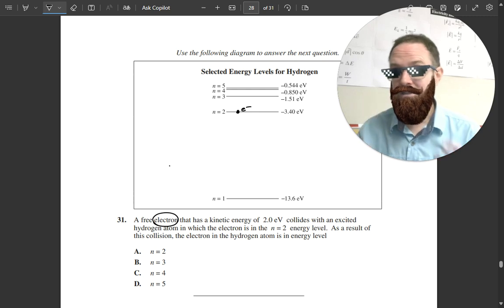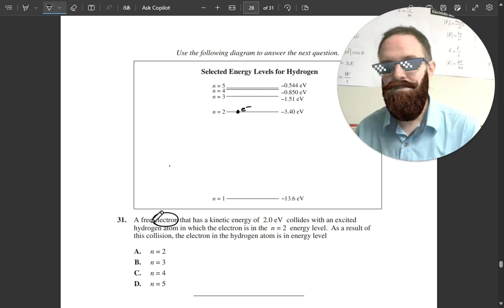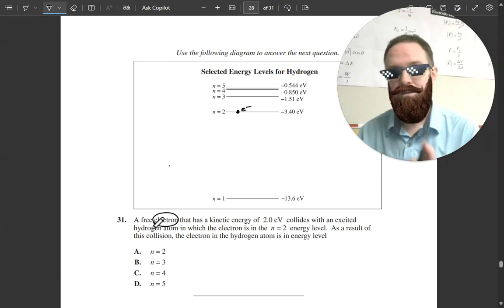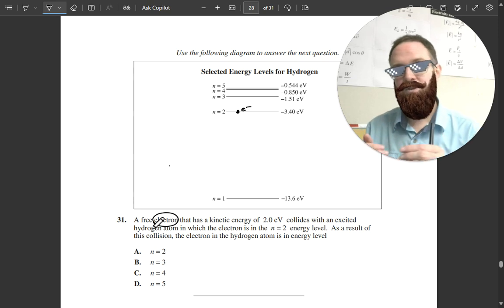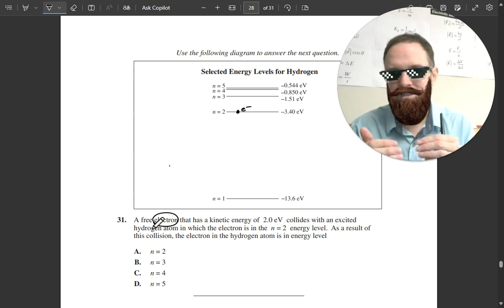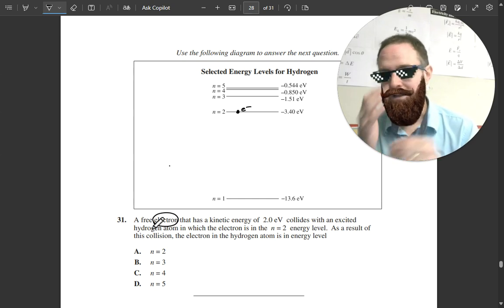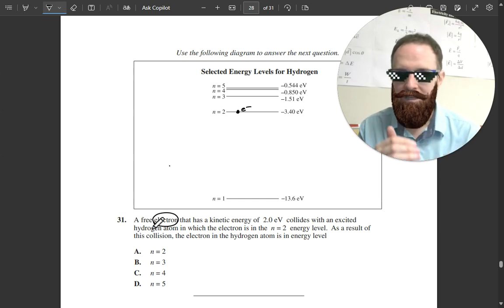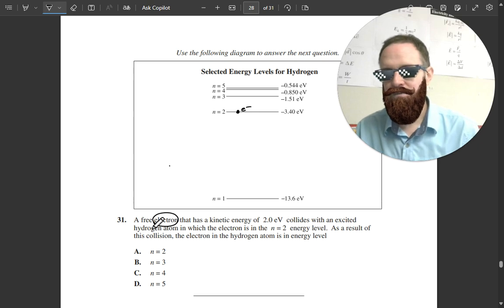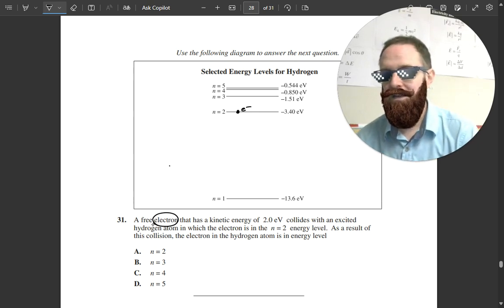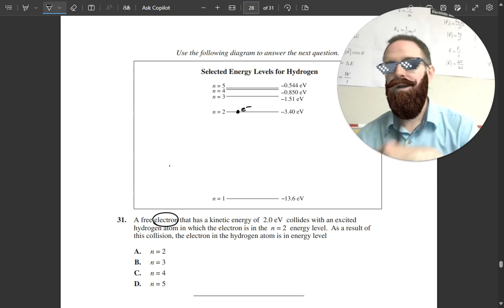Remember, there's a difference between photons and electrons. If this was a photon, you might have got a different answer, because the photon has to have exactly the right amount of energy to get to the next level. Otherwise, it just passes straight on through. Electrons are allowed to give up a little bit of their energy. So in this case, I just want to know where it would go. This is the energy. If it were to give it all up, where could it go?